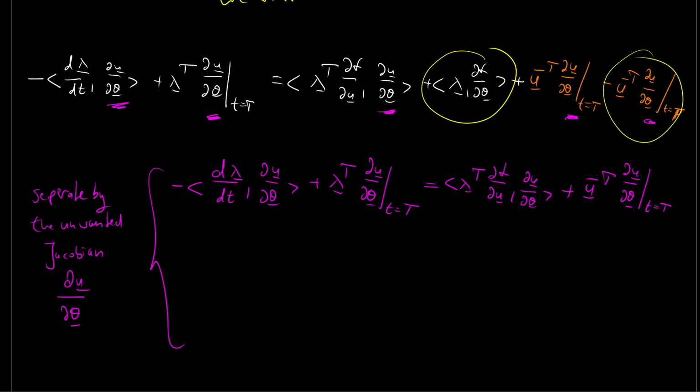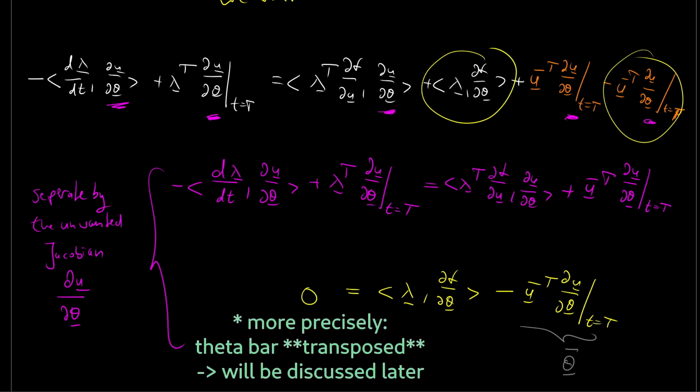So we will get a zero. Probably it would be more precise to have the row zero vector, but let's just have it as zero is equal to the inner product of lambda and the right-hand side derivative with respect to theta, and then minus u cotangent transpose du with respect to theta evaluated at t equals capital T. And now let's just call this quantity here theta bar. So this is the cotangent on the parameter, which ultimately is the result of the vector Jacobian product for which we want to find this pullback rule.